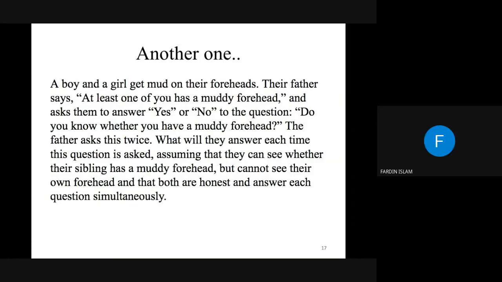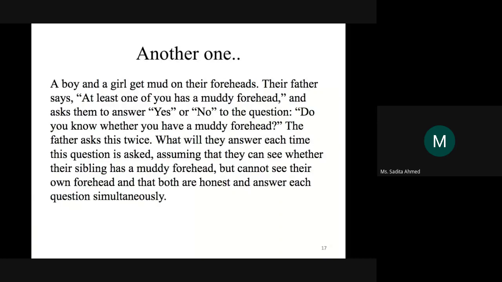If I did not have it, exactly, because both of them have a muddy forehead. We know that. But the boy will think about his own forehead. I can see that she has a muddy forehead, but she does not know that. She can only see what's going on with my forehead. So if she saw that my forehead is clear, she would have answered yes, because she would have thought that, okay, he doesn't have it, it must be me. But why did she answer no? It must be that I have a muddy forehead, which confused her.